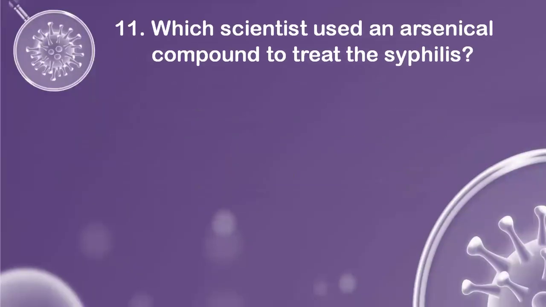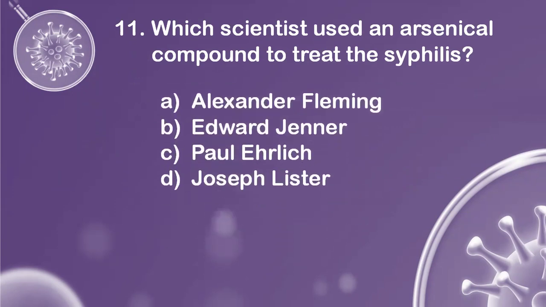Next question: which scientist used an arsenic compound to treat syphilis? Option A, Alexander Fleming. Option B, Edward Jenner. Option C, Paul Ehrlich. Option D, Joseph Lister. Here, the right answer is Paul Ehrlich. As we discussed, Paul Ehrlich was the first person who discovered salvarsan. Salvarsan is also called the magic bullet. It has the ability to destroy the spirochete of syphilis. It was an arsenic compound.